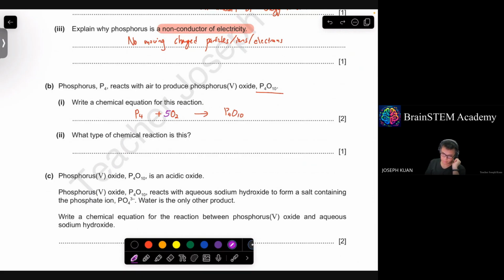Moving on to, what type of chemical reaction is this? This is actually just a simple redox reaction, or you may just call it a combustion reaction.